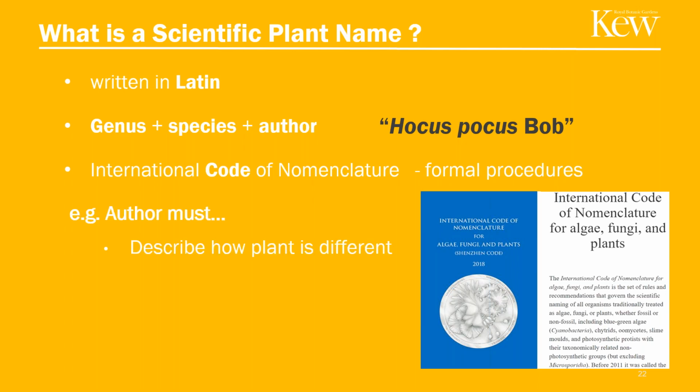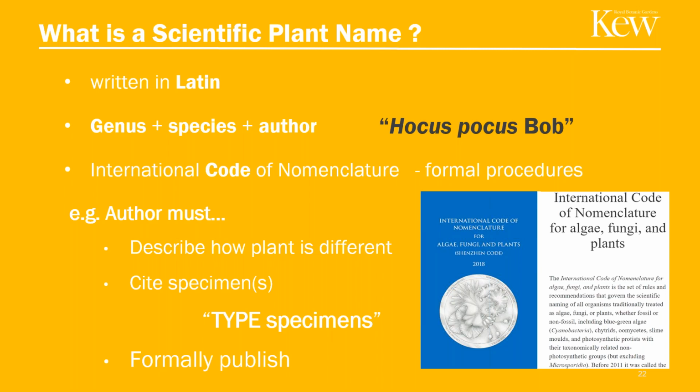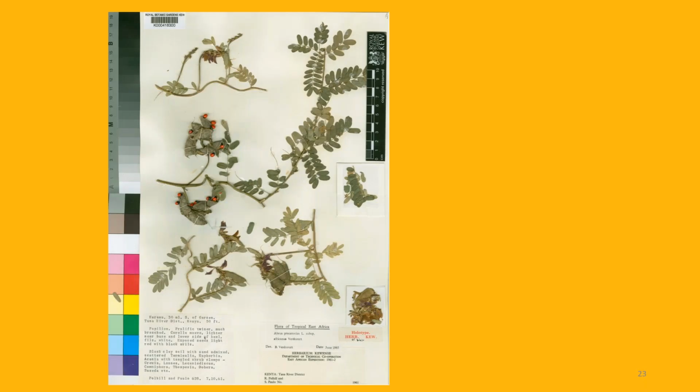But in essence, what it establishes is how the author of a new plant name must behave, and they need to describe how a plant is different from everything gone before. They must cite the specimens. Critically, they have to cite the specimens they are looking at, and we call these type specimens. And then they will need to formally publish it, and that is established within the code.